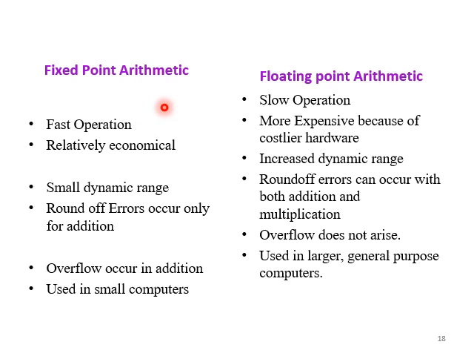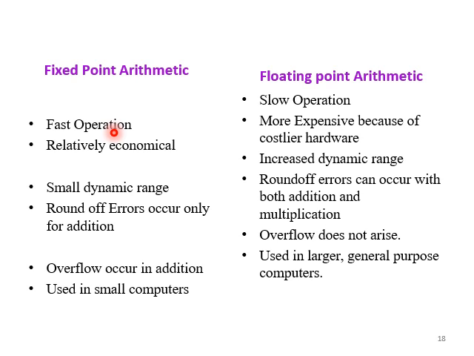Now let me talk about the differences between fixed point arithmetic and floating point arithmetic. In fixed point arithmetic there is a fast operation, and in floating point there is a slow operation. In fixed point, an overflow can occur during addition, but in floating point there will not be any overflow during addition. Fixed point representation can be used only in small computers, while floating point representation is used in large computers.